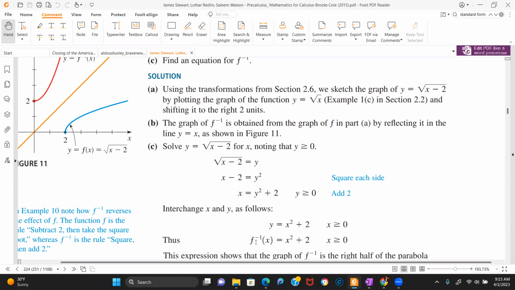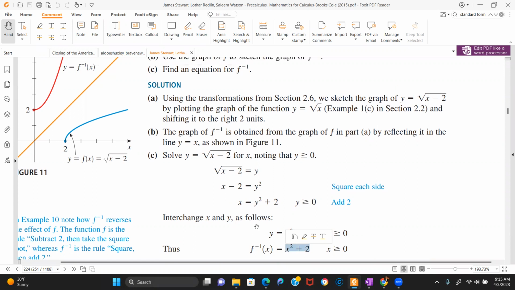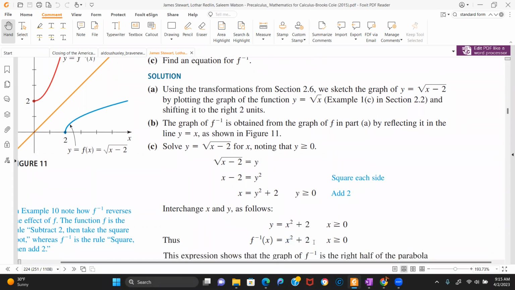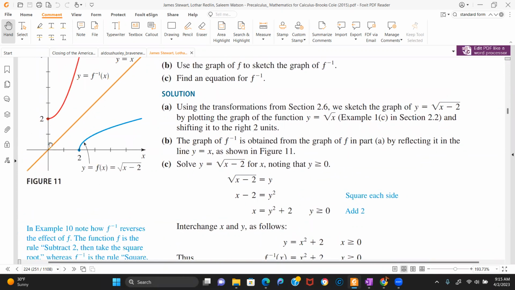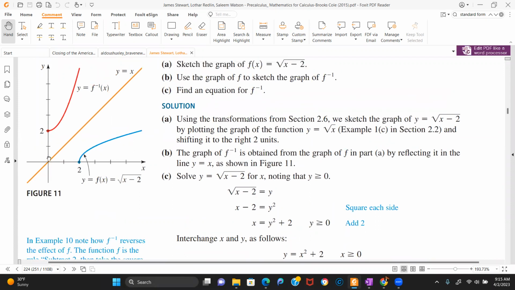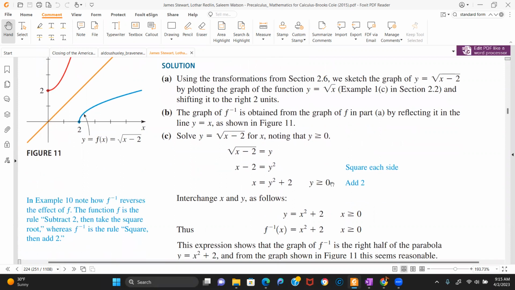Which is what you would expect the inverse of the square root function to be, some sort of parabola, x squared function. And notice it's the right one. You have x squared plus 2, which means you take the parabola and you shift it up 2 units, which is exactly what we have. We only have half of the parabola though, because of this step right here.